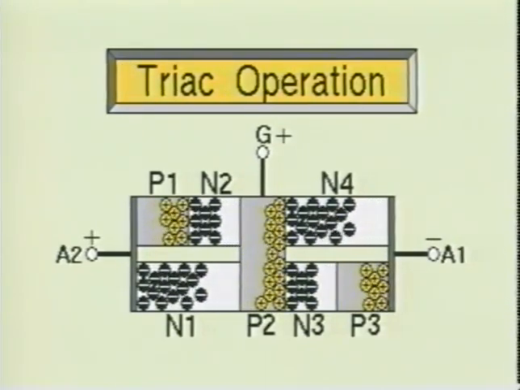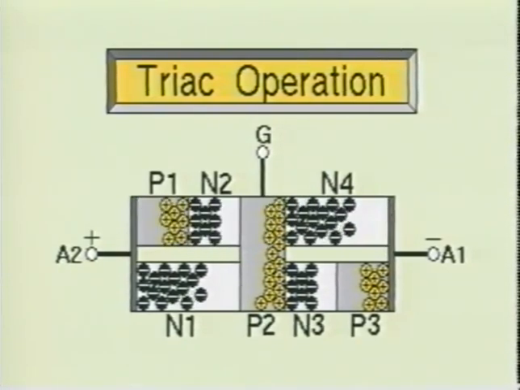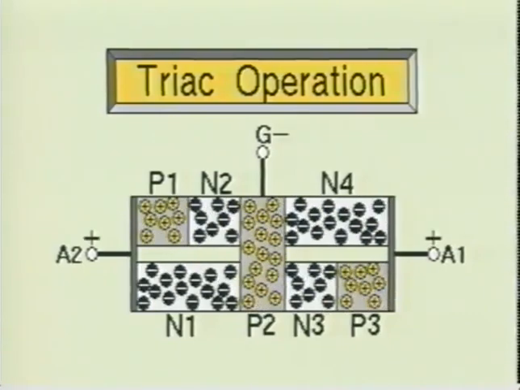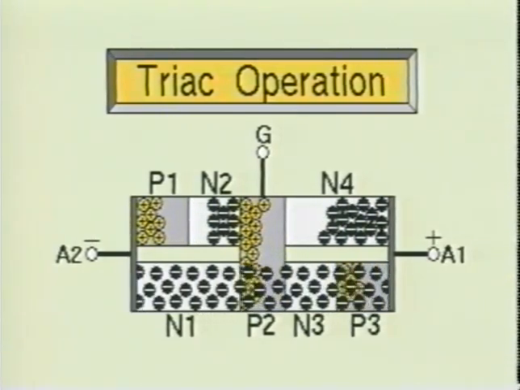The gate lead on the triac is used to control the direction of current flow and the point of the sine wave at which the device will start conducting current. The triac is very useful in controlling AC loads in which rectification is not desired.